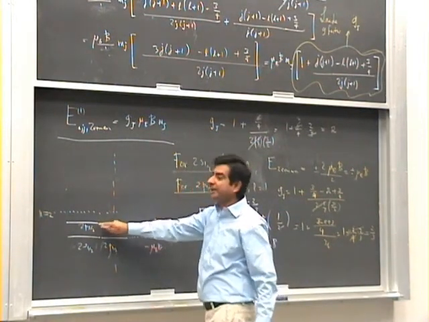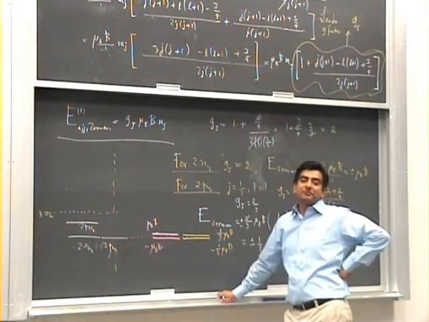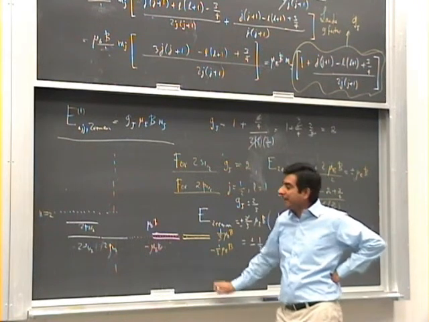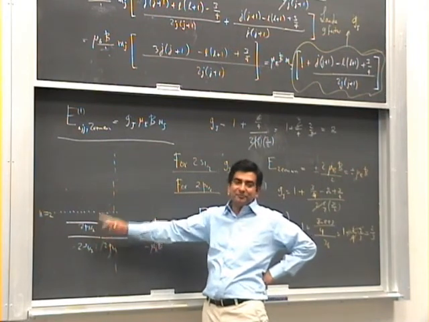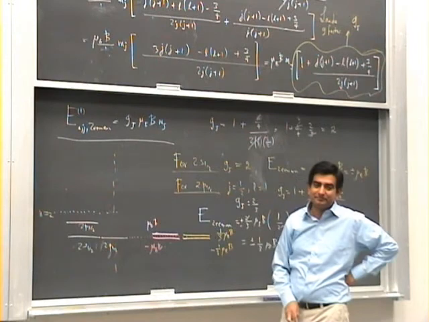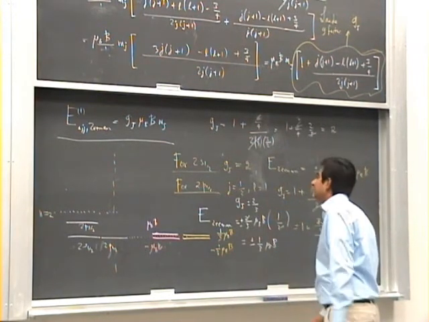Likewise, we can find the energy splitting of this 2p 3/2 level. How many levels would it split into? Four, because mj has 4 possibilities: 3/2, half, minus half, minus 3/2. So for this level, I can find out the value of Gj.